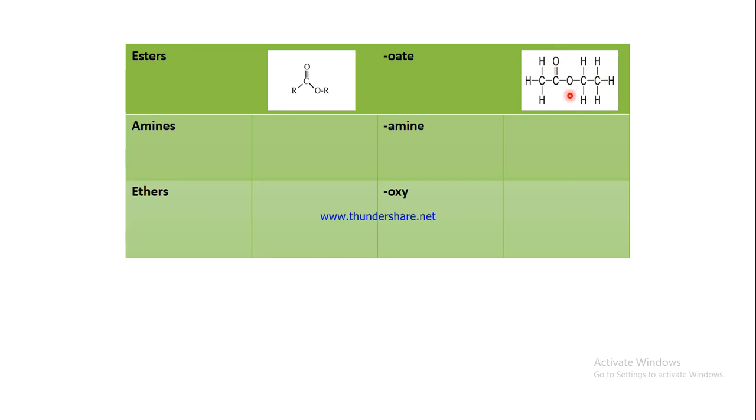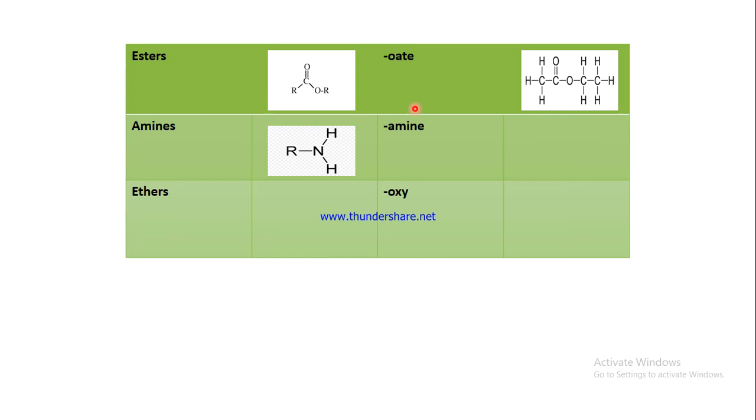meaning the ethyl part comes from this part, which comes from our ethanol, our alcohol, and this one comes from our carboxylic acid. So the compound becomes ethyl ethanoate, and the prefix is OATE, O-A-T-E.